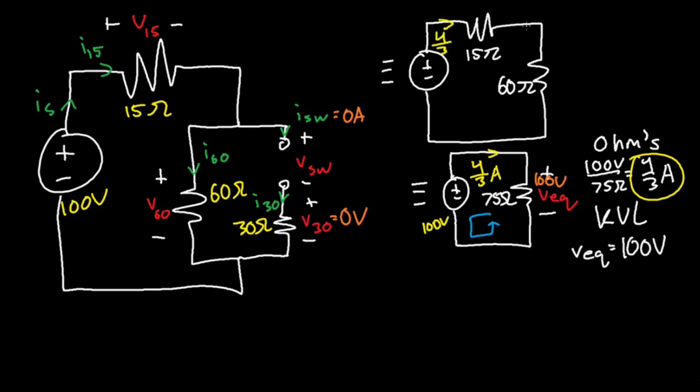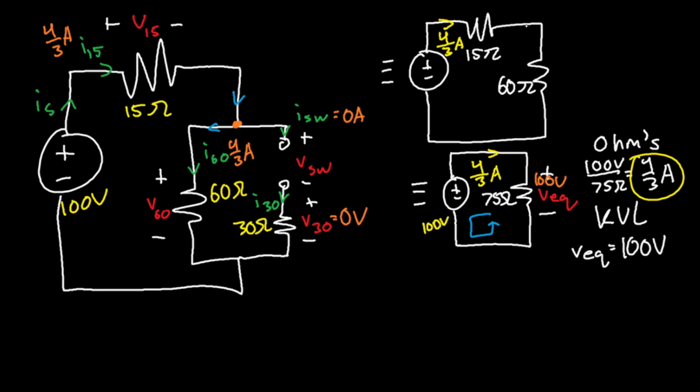Therefore, our amperage going through this series circuit above is also 4 over 3 amps. And as this current is going through the 15 ohm resistor, that means that right here, I of 15 is also equal to 4 over 3 amps. And since no amps go out of the node in this direction, and amps only go in the direction marked by these blue arrows, I of 60, sorry, is also 4 over 3 amps.